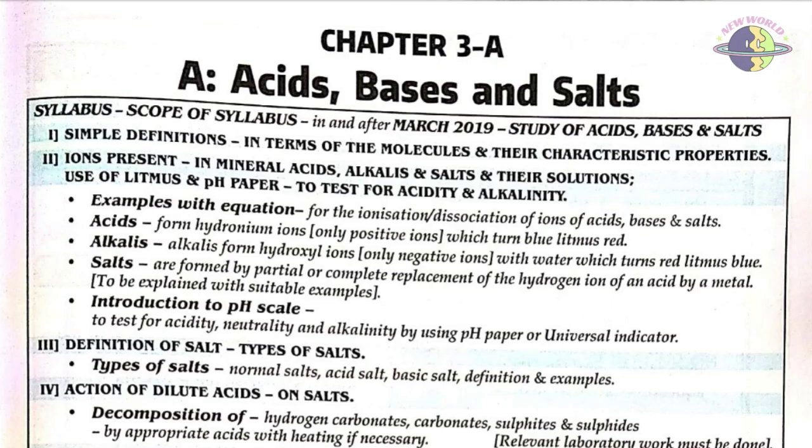Here in this chapter, we will study simple definitions, ions present, use of litmus and pH paper, examples with equations of acids, alkalis, salts, introduction to the pH scale, definition of salt, types of salts, action of dilute acids on salts, decomposition of hydrogen carbonates, carbonates, sulfites, sulfides by appropriate acids with heating if necessary.